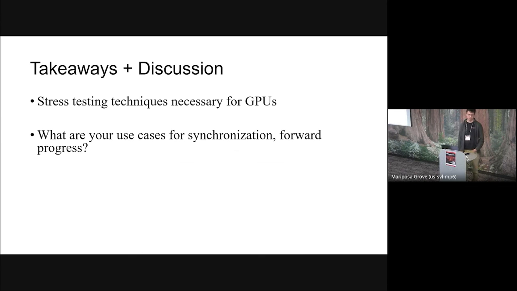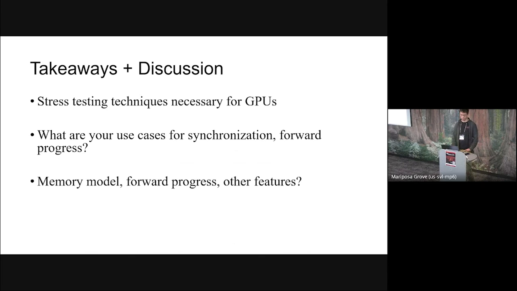I want to know what other people's use cases are for synchronization. Again, here I mean within device synchronization, so having multiple threads coordinate, and what kind of use cases you might have where your GPU needs forward progress guarantees across threads. I've talked about the memory model and forward progress, but are there other features of GPUs that interact with these in ways that we haven't thought of and might require more research?